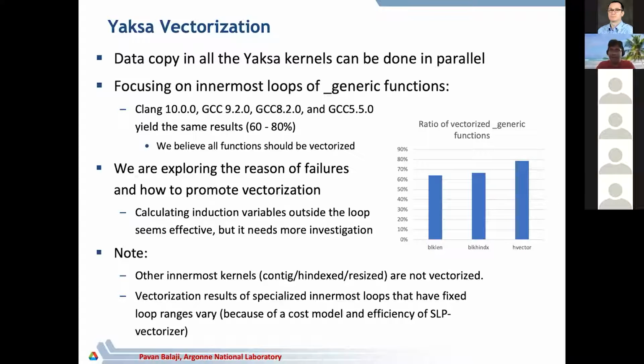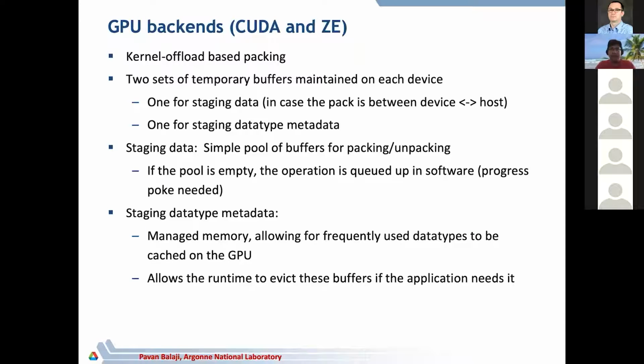It depends on the kind of data type you have. If you use something like vector data types at the bottommost layer, we get almost 80% vectorization. Almost 80% of the loops are vectorized in that case. But if you use something like block indexed or indexed, the amount of vectorization reduces because you have additional pointer dereferencing that happens. Compilers can't vectorize across pointer dereferences. But that's expected. We don't expect the vectorization to happen in all cases. That's with the sequential backend.